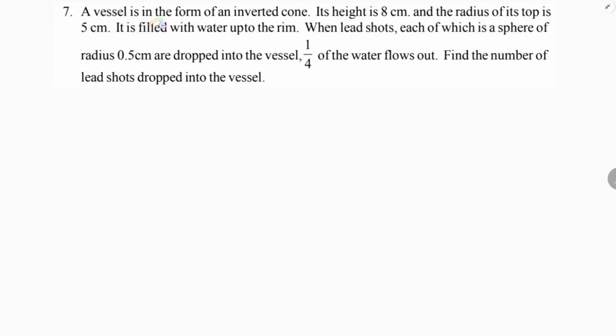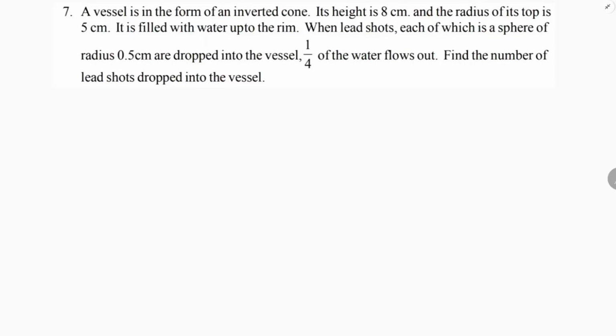A vessel is in the form of an inverted cone. Its height is 8 centimeters and radius of its top is 5 centimeters. It is filled with water up to the rim. When the lead shots, each of which is a sphere of radius 0.5 centimeters, are dropped into the vessel, 1/4 of the water flows out. Find the number of lead shots.